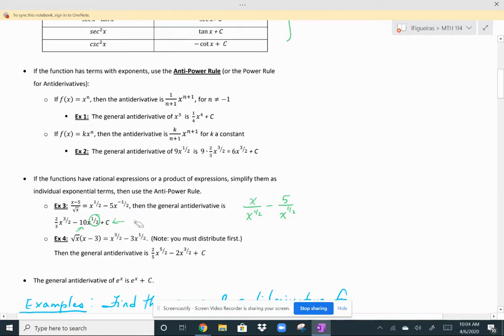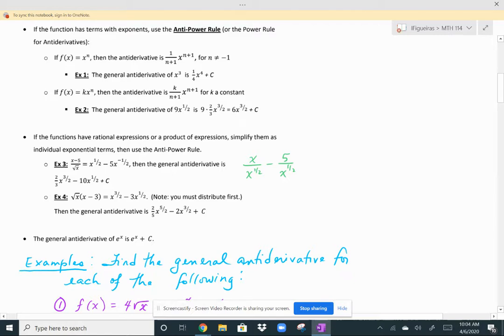So that's your antiderivative. In the next example, you have a product of expressions. I have the square root of x times x minus 3. Again, the first thing you have to do is distribute across.